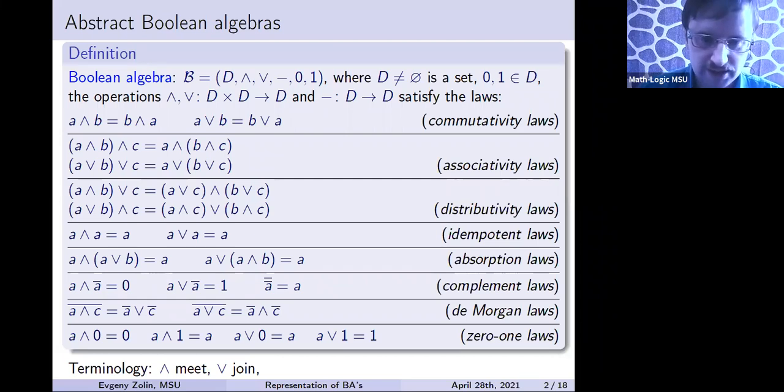We know that classical propositional logic is complete for these structures. A formula is a tautology if and only if it is true in every Boolean algebra. So this is another view on the classical propositional connectives, conjunction and disjunction.